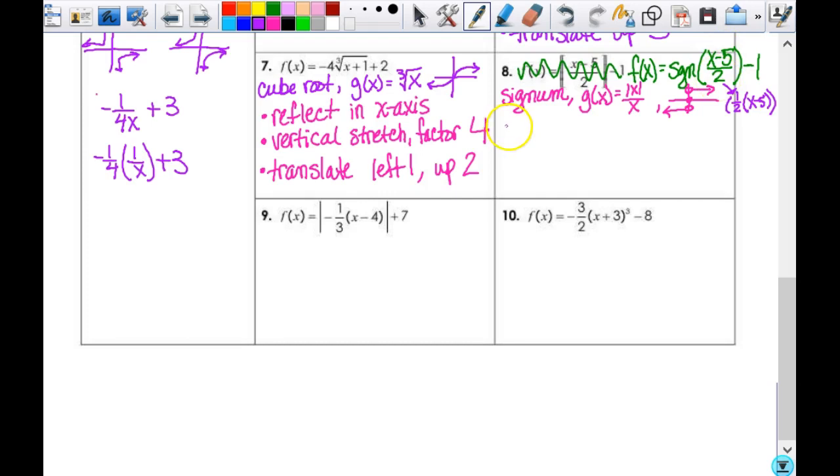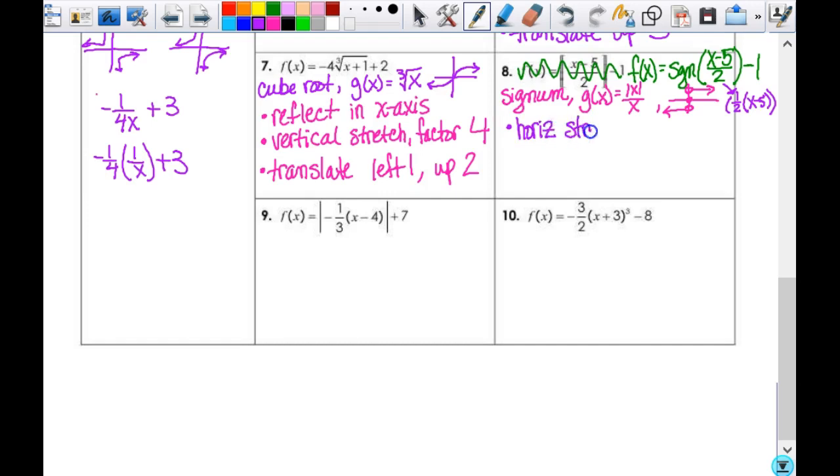All right, so then here's what I know. There's not any negative signs, so we don't have any reflections. The only multiplication I have going on is right here. So does that affect me horizontally or vertically? Horizontally. And this would be a horizontal what?